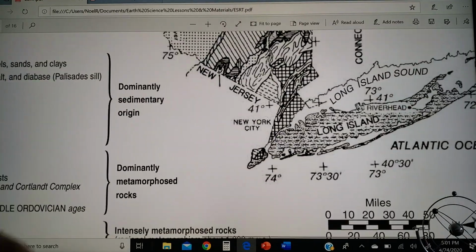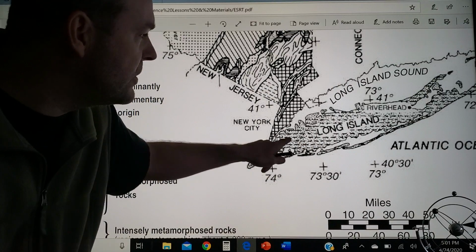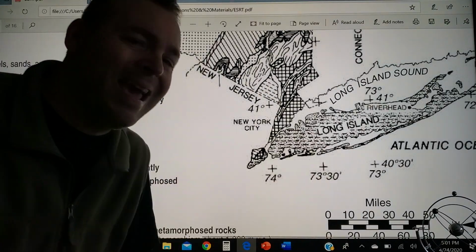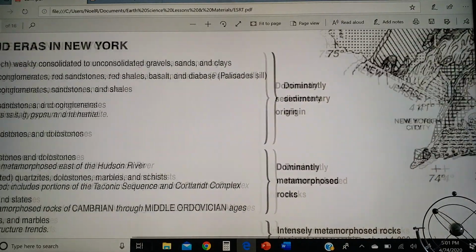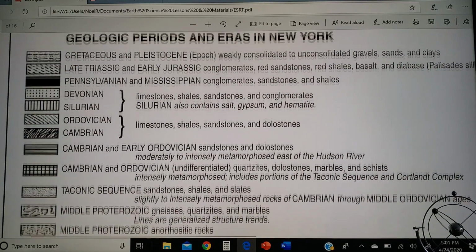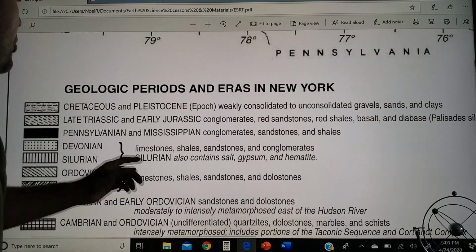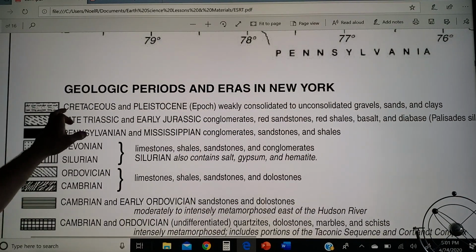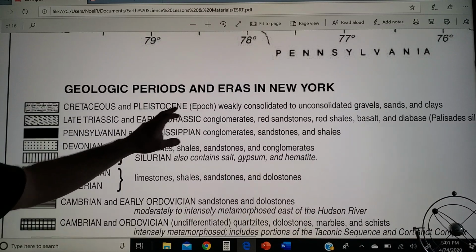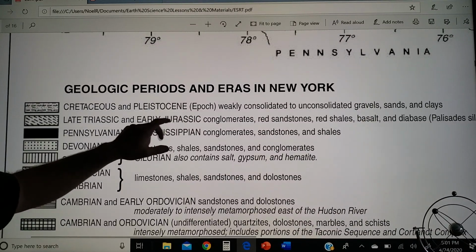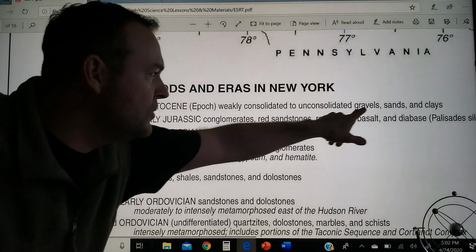So there's your Atlantic Coastal Plain. You can see the pattern is kind of speckled and dashed. So if I go over to the key, speckled and dashed, right here it says Cretaceous and Pleistocene. So that's going to be the time periods, you're right. And then it says what type of rock.